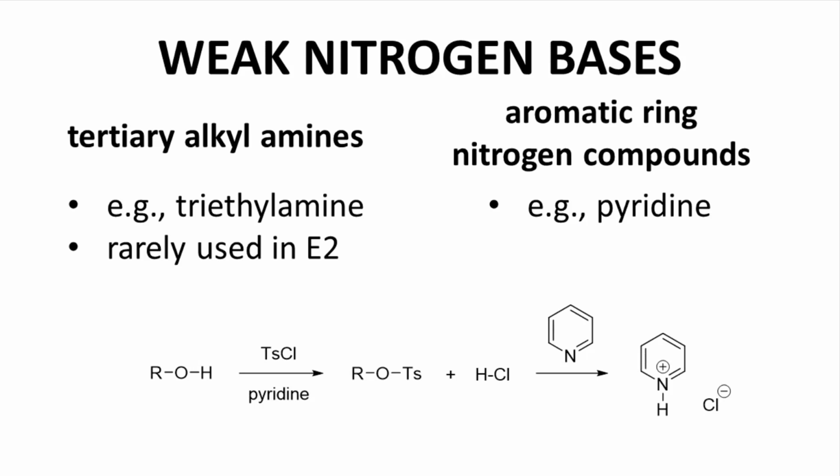An example is shown on the screen, the reaction of an alcohol with tosyl chloride to make a tosylate leaving group. The reaction is often performed with pyridine in the reaction or even with pyridine as the reaction solvent. In this reaction, HCl is formed as a side product. HCl can react with many functional groups, so neutralization of the HCl with pyridine is necessary to prevent unwanted side reactions. Amines like triethylamine give much the same result.